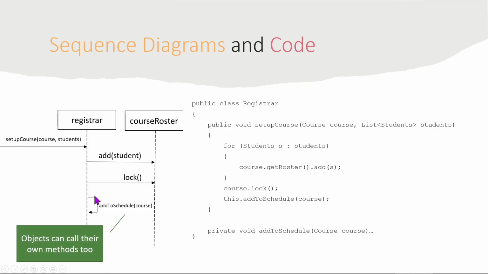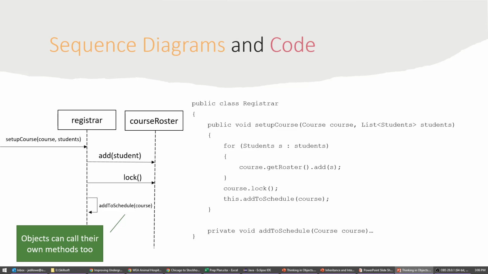So I can have from my own line a call to another method on myself. So the setup course method calls the add to schedule method. So I add the course to the schedule. And this is a private method. Not anybody else can call it, but I might want to show it here to represent the fact that this is how I add courses to the schedule. I start with setting up the course, and that's how I get it added to the schedule.